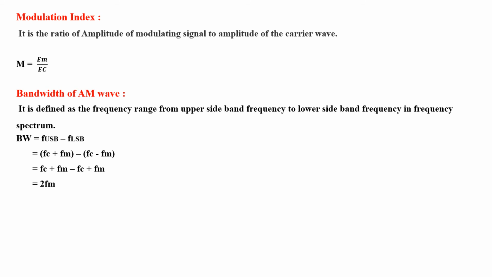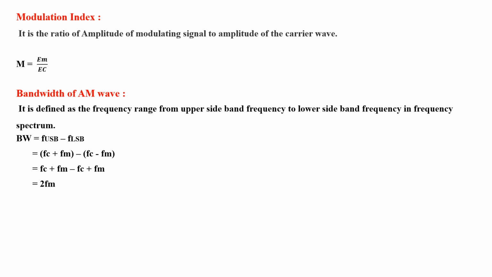Let's discuss the terms related to amplitude modulation. Now the first parameter is the modulation index. It is the ratio of the amplitude of the modulating signal to the amplitude of the carrier wave, and so the modulation index M is denoted as EM by EC.